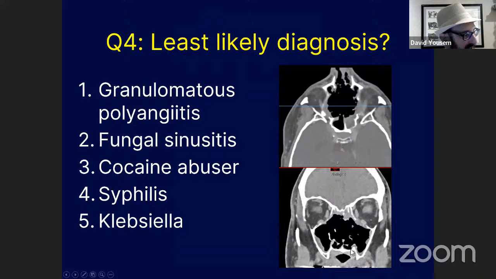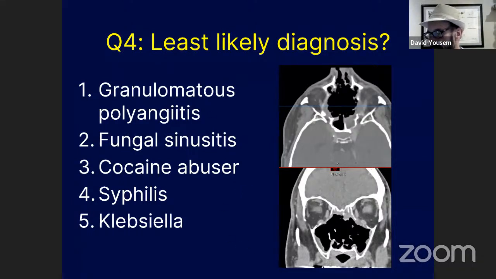So for this imaging finding that you're seeing, what is the least likely diagnosis? If you think it's granulomatous polyangiitis, GPA, number 1. If you think it's fungal sinusitis, put number 2. If you think it's cocaine abuser, put number 3. If you think it's syphilis, put number 4. And if you think it's Klebsiella, put number 5. Okay.